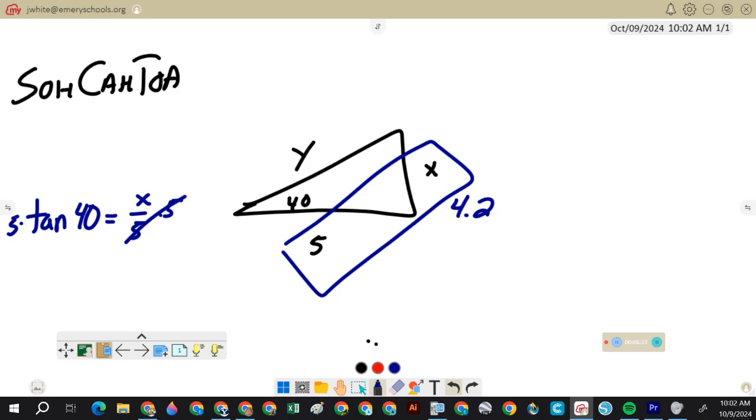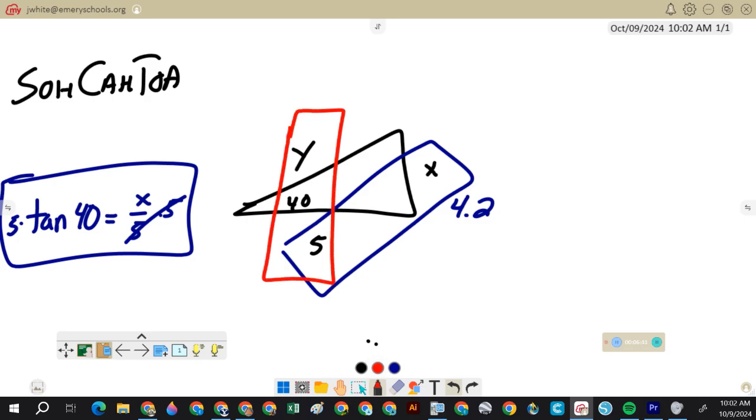Okay, now half the time you do this, you're going to get a problem that looks like that. You set it up and then you just multiply by the denominator. But half the time it's going to look a little bit differently. What ratio will I use here? The A side and the H side. Cosine. So this one's going to look a little bit different. Cosine of 40 is 5 over y. Do you see how that's different?